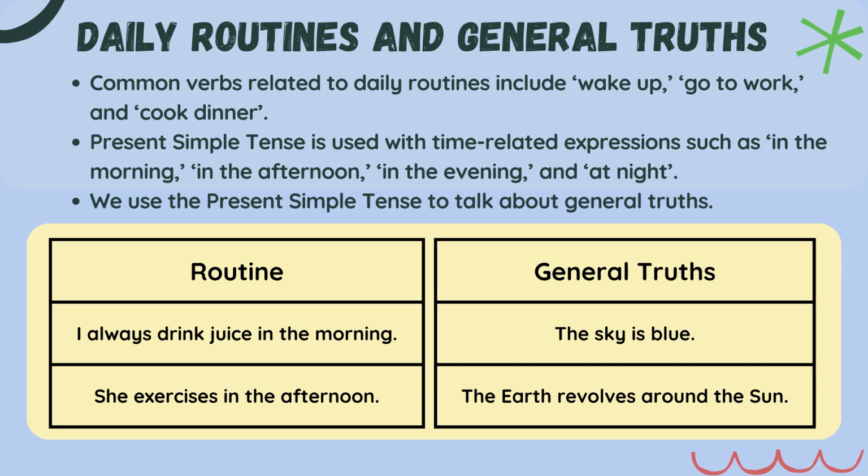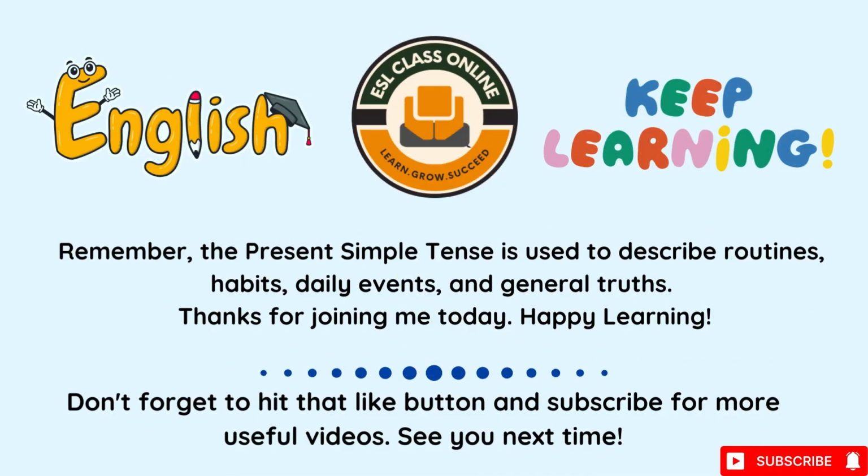Here are two example sentences used to describe daily routines. I always drink juice in the morning, and she exercises in the afternoon. For general truths, I could say, the sky is blue, and the earth revolves around the sun. Remember, the present simple tense is used to describe routines, habits, daily events, and general truths.